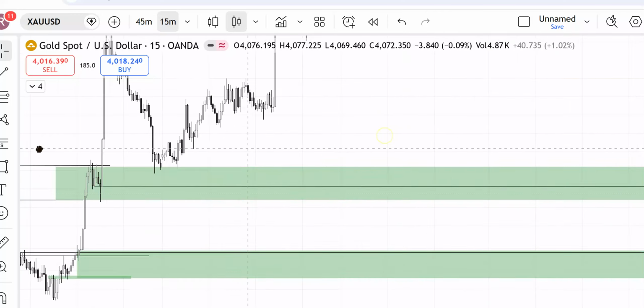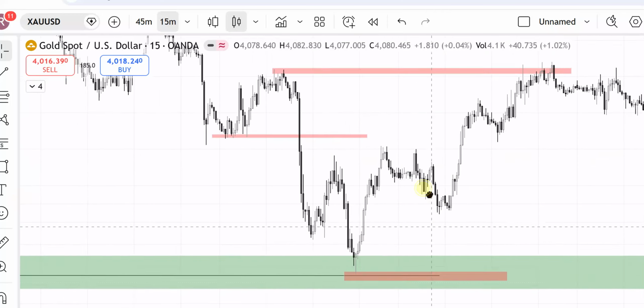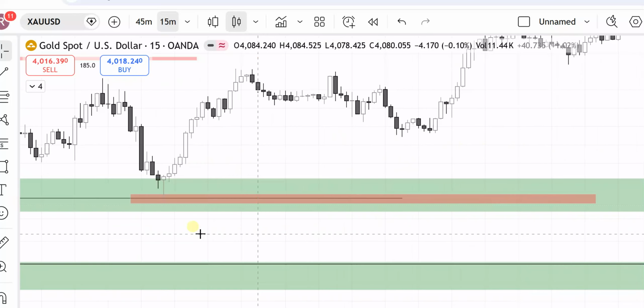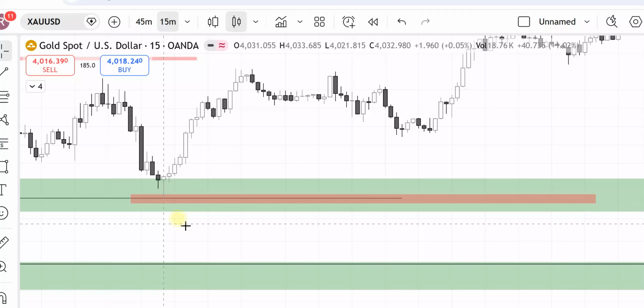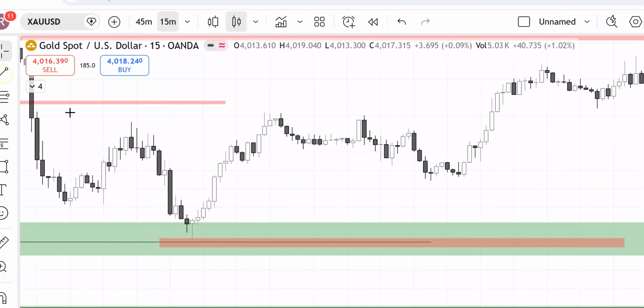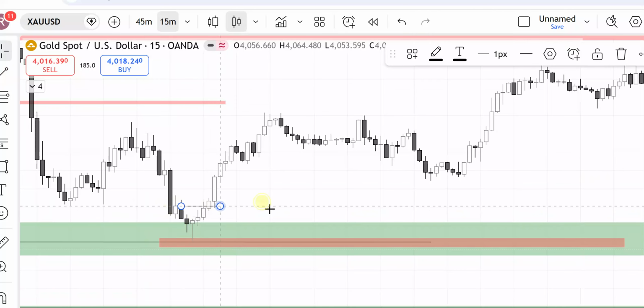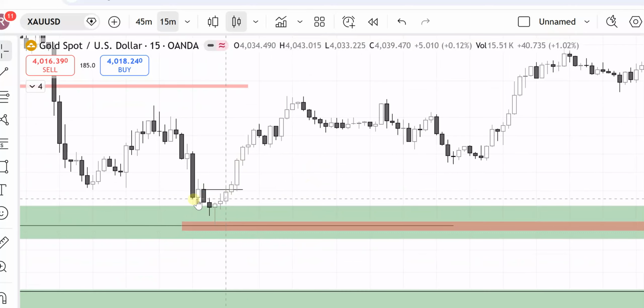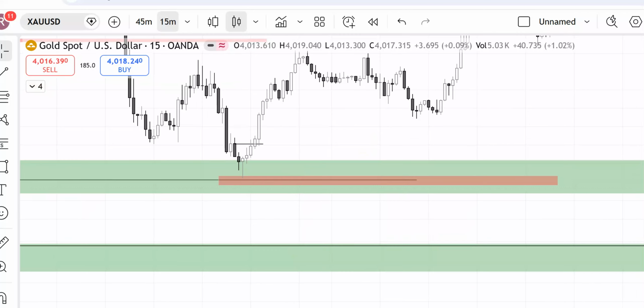That is my key level. As you can see like this, the market takes the liquidity. The market comes to this point and takes the liquidity, and then the market breaks the structure here. So when the market breaks the structure, what is my next key level? My first key level is here, and my next key level is here. My stop loss is just behind this key level.